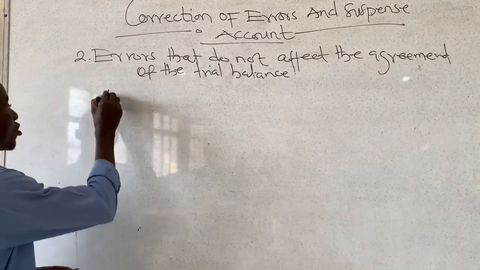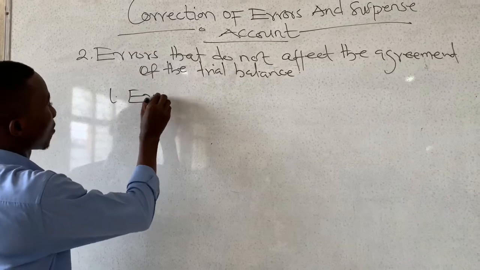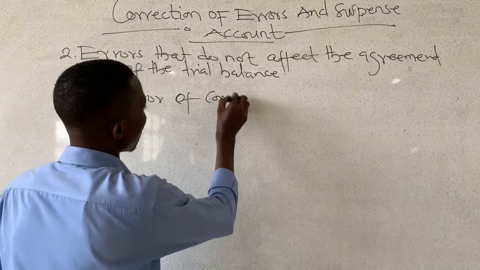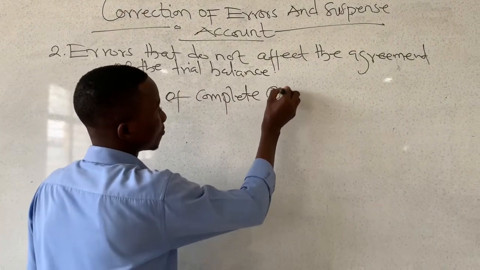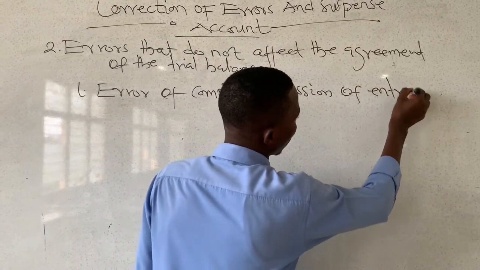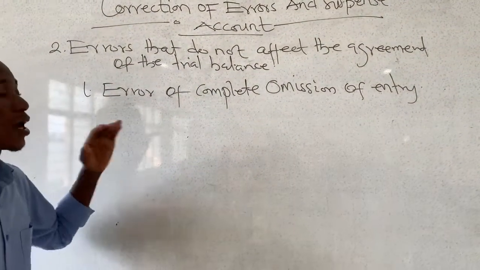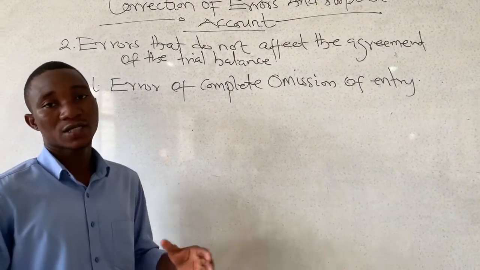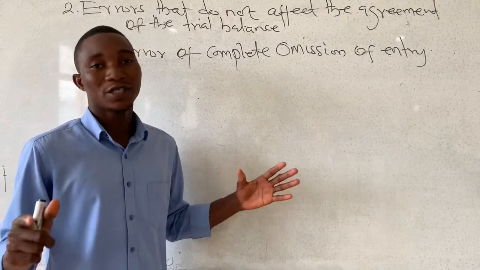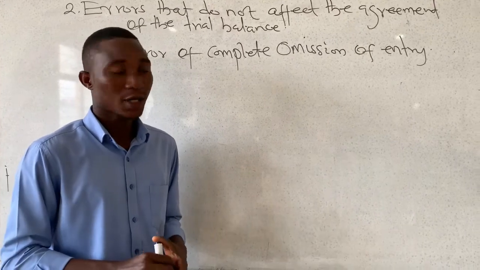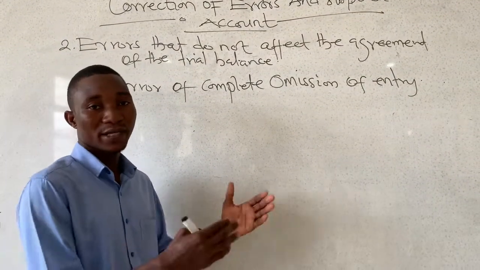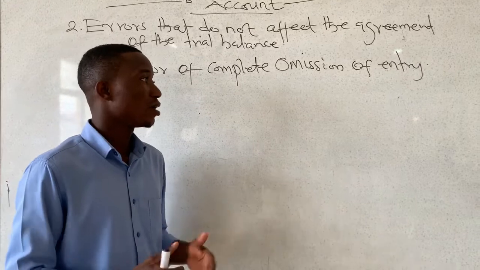So let's talk about the first one. That is error of complete omission of entry. An error of complete omission of entry occurs when a transaction has been completely omitted from the book. This means that the transaction is not recorded at all. So when the transaction is not recorded at all, to correct this error, you come back to make the necessary entry, or you come back to make the right double entry.